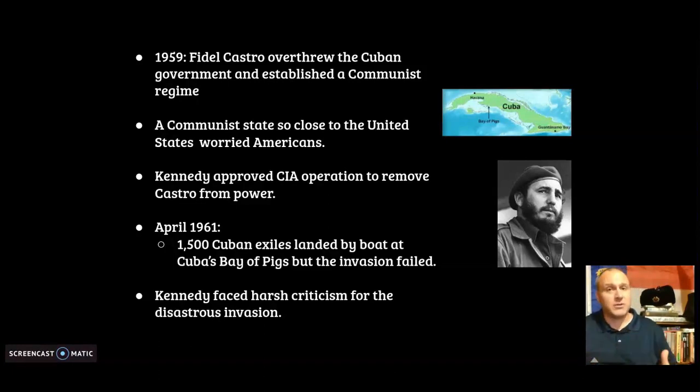All these countries fall to communism. Who's next? Is it going to be Mexico? Is it going to be any of those other islands out there? Are we going to be surrounded by communist countries? So America's worried about it.